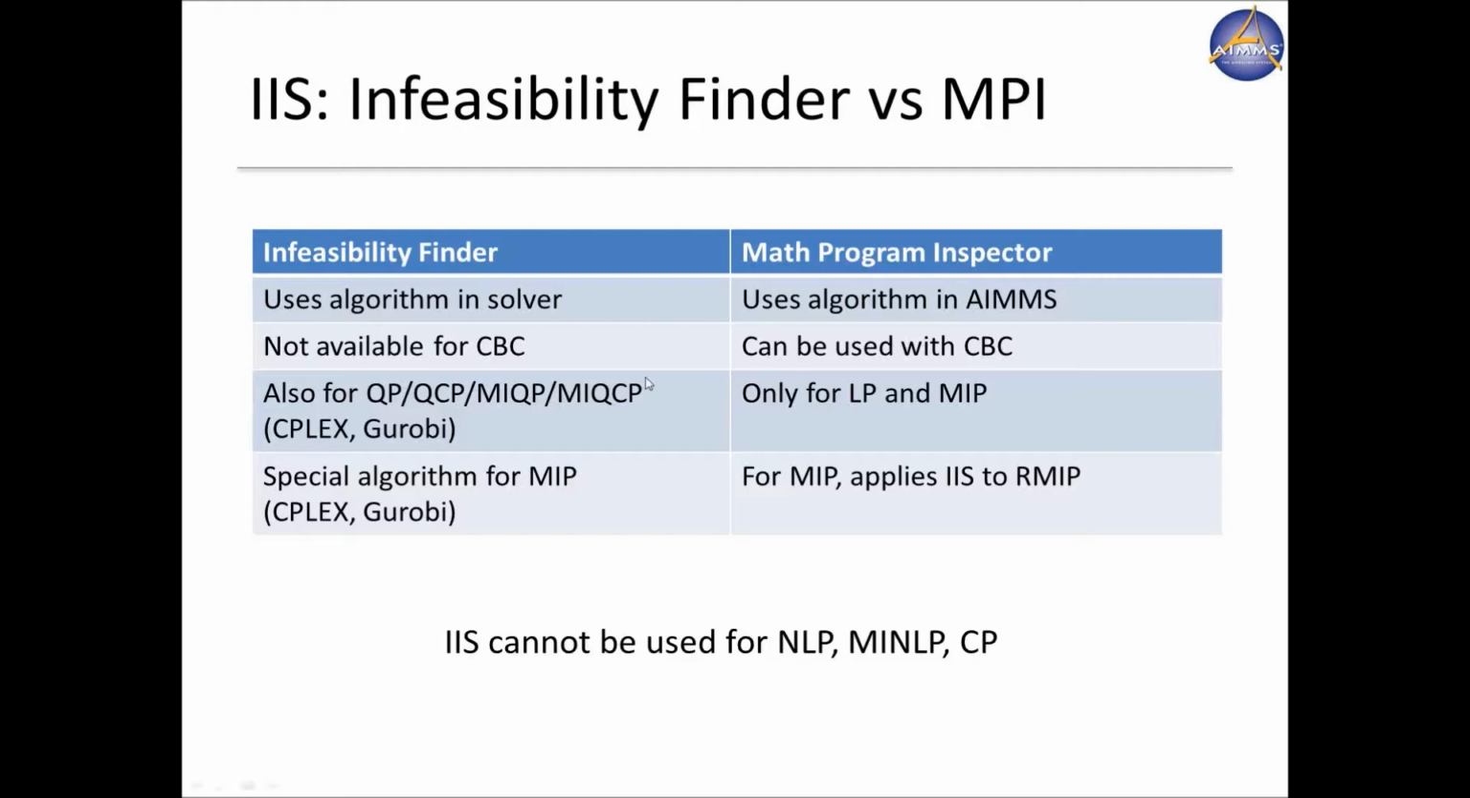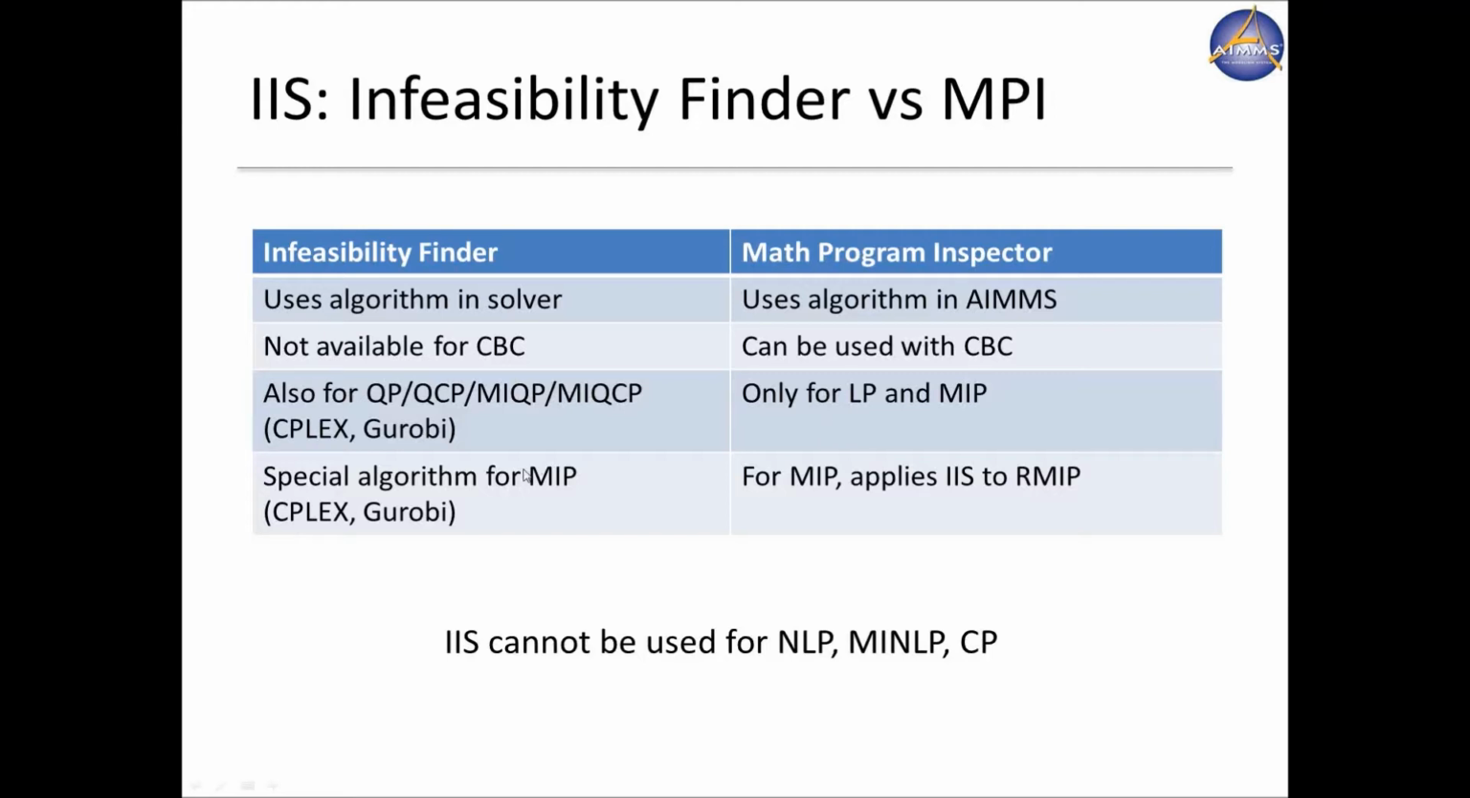Not every solver has the possibility of calculating an IIS. For instance, CBC cannot do it. But on the other hand, if you only have CBC available as linear solver, you can use the Math Program Inspector, which can also be used for CBC. The Infeasibility Finder is also available for quadratic problems, at least if you use Cplex or Gurobi, so for QP, QCP, and so on. The Math Program Inspector is only available for linear problems, so only LP and MIP.